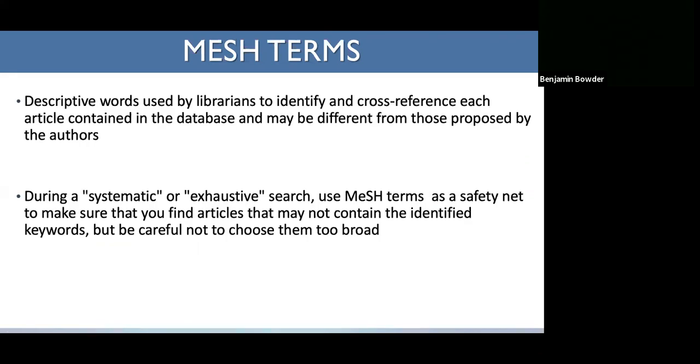And when we talk about MeSH terms, these are descriptive words used by librarians to identify and cross-reference each article contained in the database, and they may be different from those proposed by the authors. So it's really important to look at these when you go and do a literature search, just to make sure and be systematic and exhaustive to make sure that you're catching all the articles that are related to your topic. But you also want to be careful not to choose them so that they're too broad.